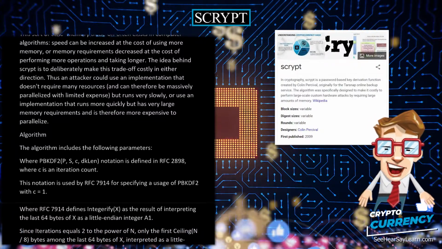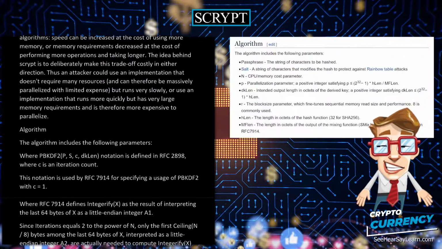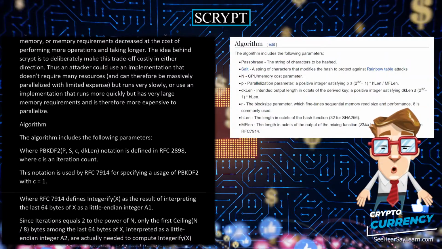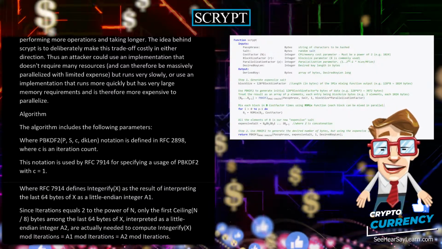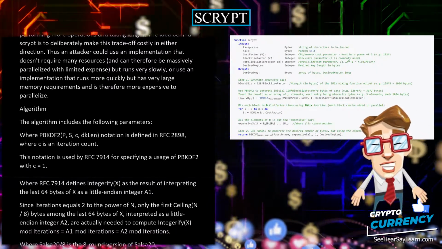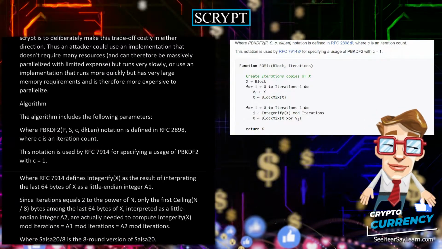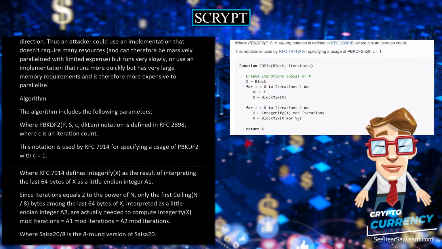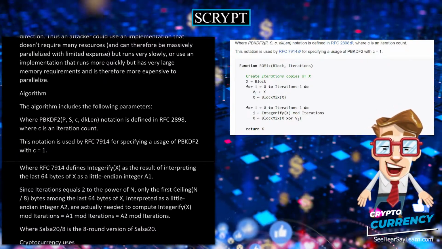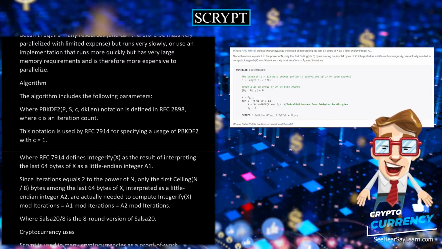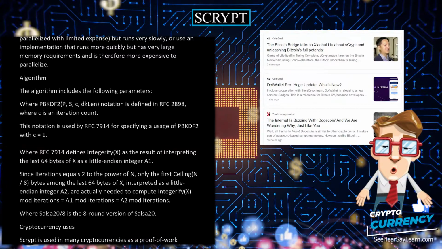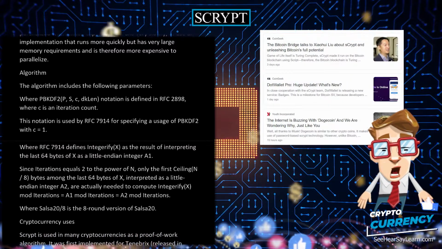Algorithm. The algorithm includes the following parameters. Where PBKDF2(P, S, c, dkLen) notation is defined in RFC 2898, where c is an iteration count. This notation is used by RFC 7914 for specifying a usage of PBKDF2 with c equals 1.